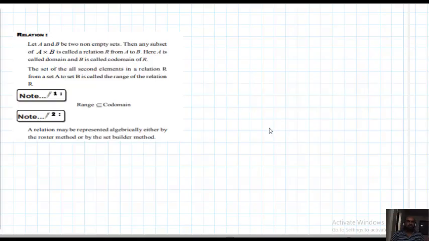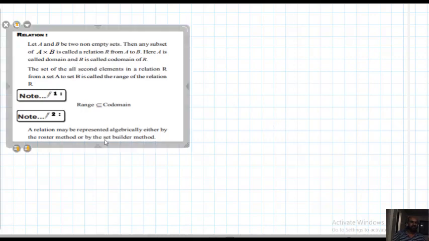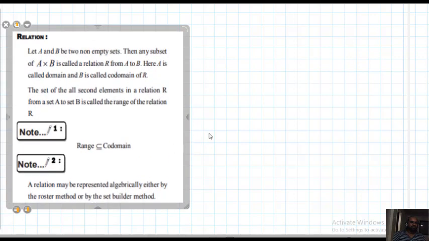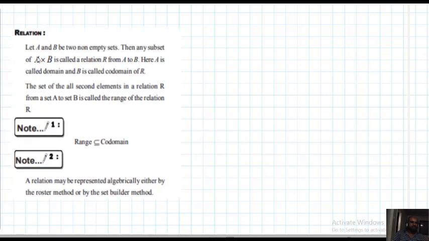Okay students, this is the second part of relations. In the last part I explained the Cartesian product of two sets. Now, some results on the Cartesian product.